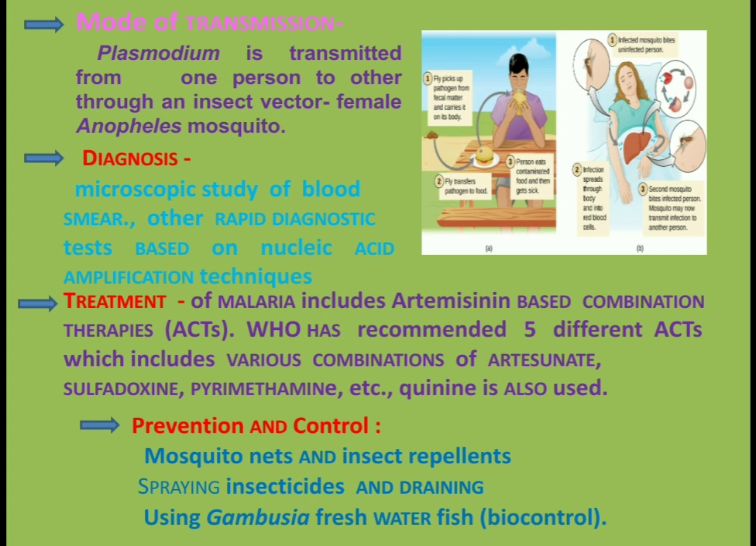Now we will move towards diagnosis and treatment. There are different methods to diagnose malaria nowadays. Malaria can be diagnosed by microscopic study of a blood smear. The blood smear is prepared and observed under the microscope, and the parasite can be seen. Besides, there are other rapid diagnostic tests.